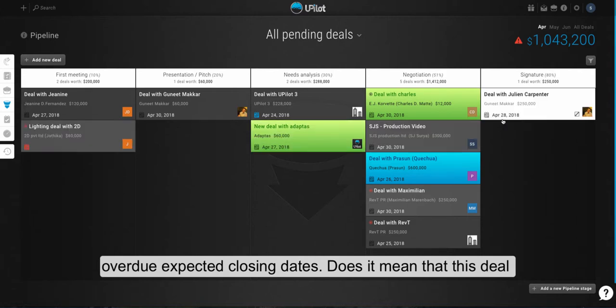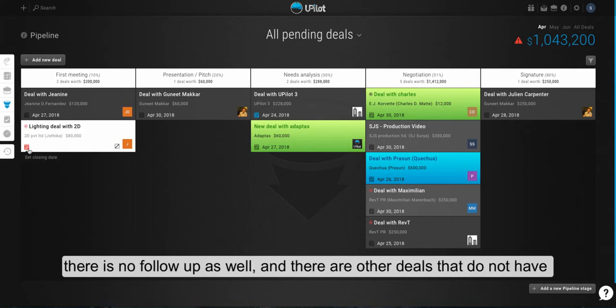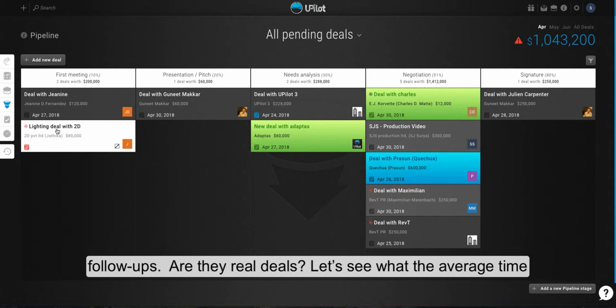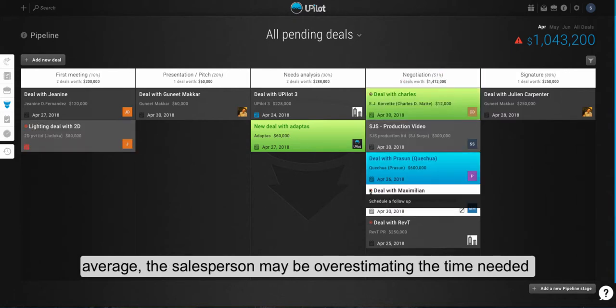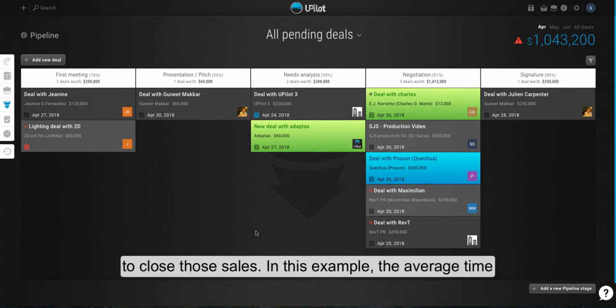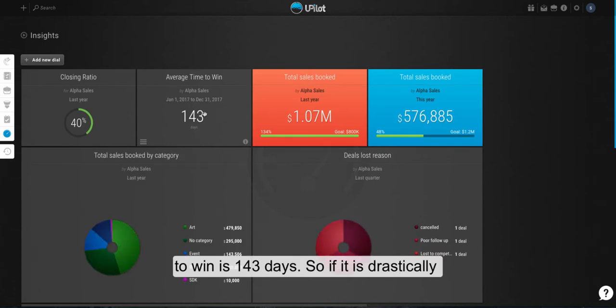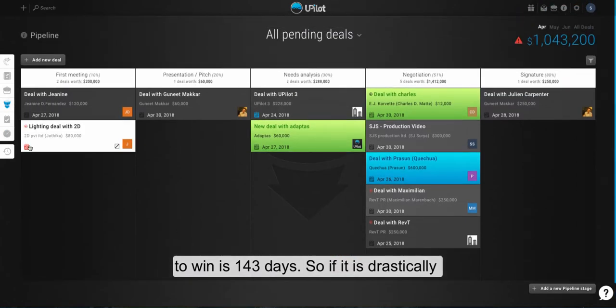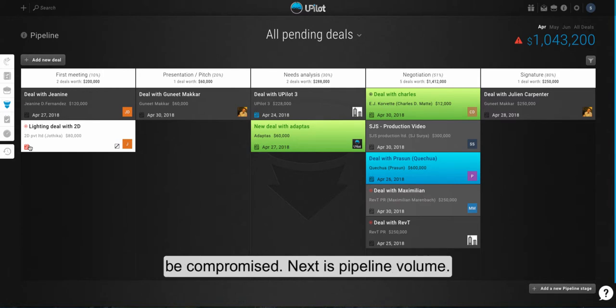Does it mean that these deals are abandoned? And in this case, you can see there is no expected date. There is no follow-up as well. And there are other deals that do not have follow-ups. Are they real deals? Let's see what the average time to close a deal is, and if the expected close dates are much smaller than average, the salesperson may be overestimating the time needed to close those sales. In this example, the average time to win is 143 days. If ECDs are drastically over or underestimated, it could mean that the integrity of the pipeline may be compromised.